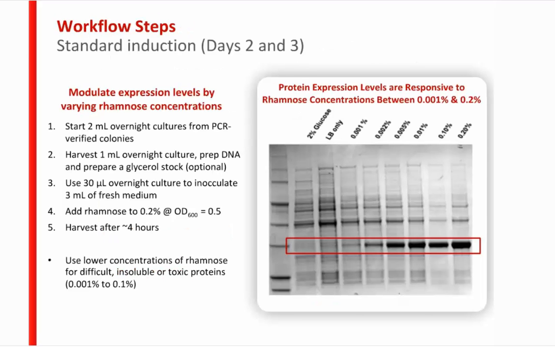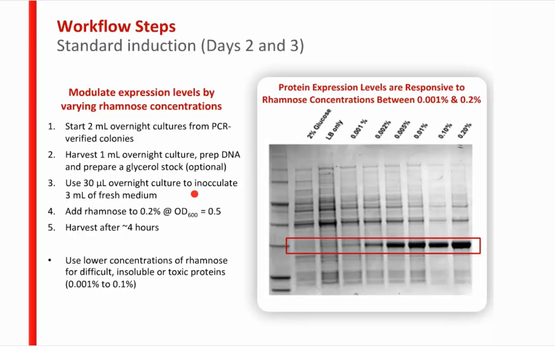Now, we'll talk about induction of protein expression, and you can do this in a couple of different ways. So the standard induction is to start an overnight culture from your colony and harvest part of that culture for mini prep DNA and sequencing, and then if you would like to prepare a glycerol stock, you can do that as well. And then use part of the remaining culture as a starter culture to inoculate fresh medium for induction of protein expression.